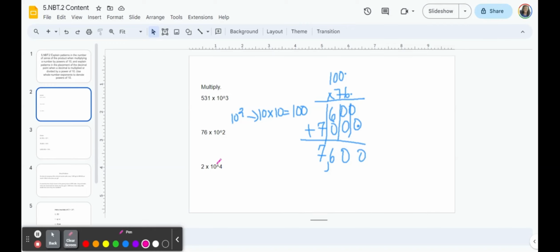All right, so now we got 10 to the fourth power. So that's 10 times 10 times 10 times 10.